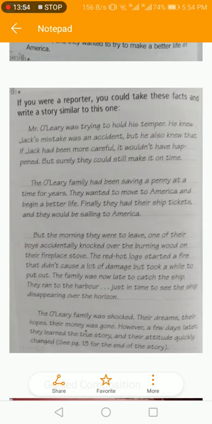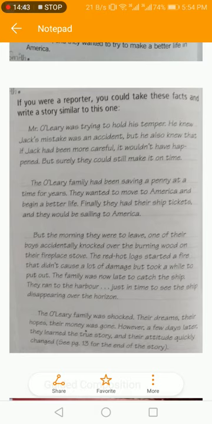So Mr. Larry was trying to hold his temper because this was the mistake of his son, Jake. He also knew that if Jake had been more careful, it wouldn't have happened, but surely they could still make it on time. Larry had been saving a penny at a time for years, because they wanted to move to America and start a new life. Finally, they had their ship tickets. They would be sailing to America.